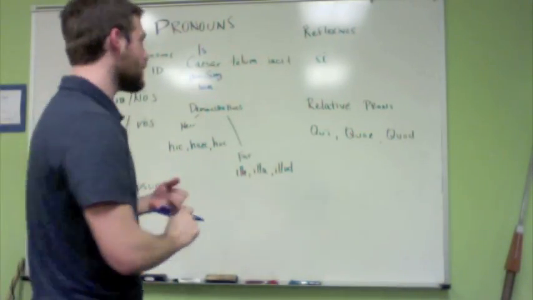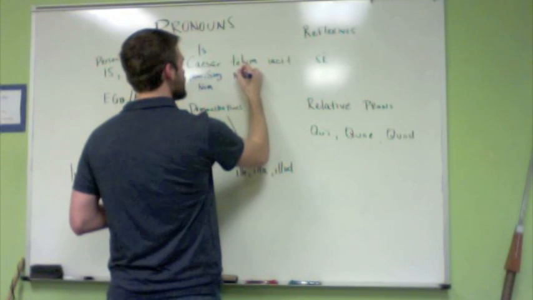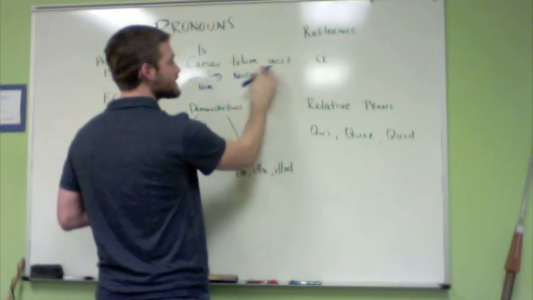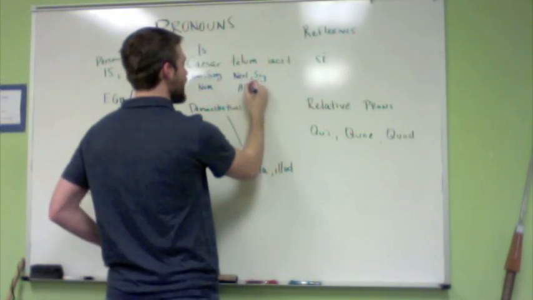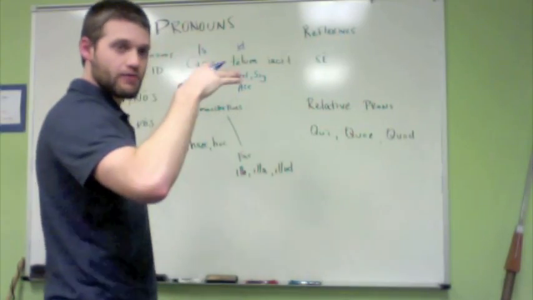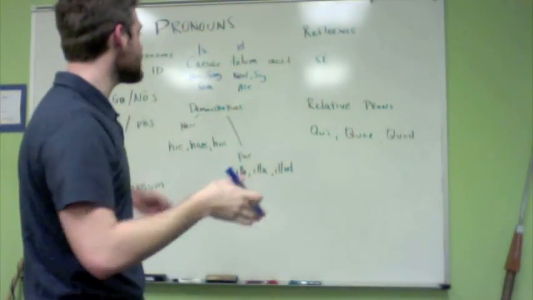Do the same thing with telum. Telum is a neuter noun and it's singular. So neuter, singular. In this case, it's the direct object. So it would be in the accusative case. And that would be id if you went to your chart. If you saw the third person, neuter, singular, accusative, you'd see id.